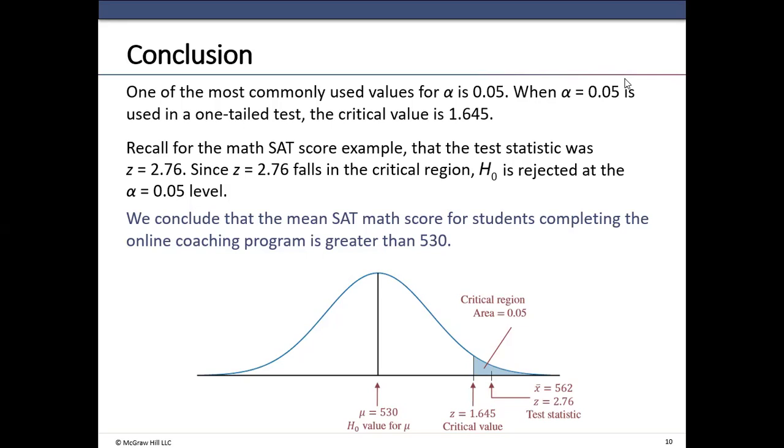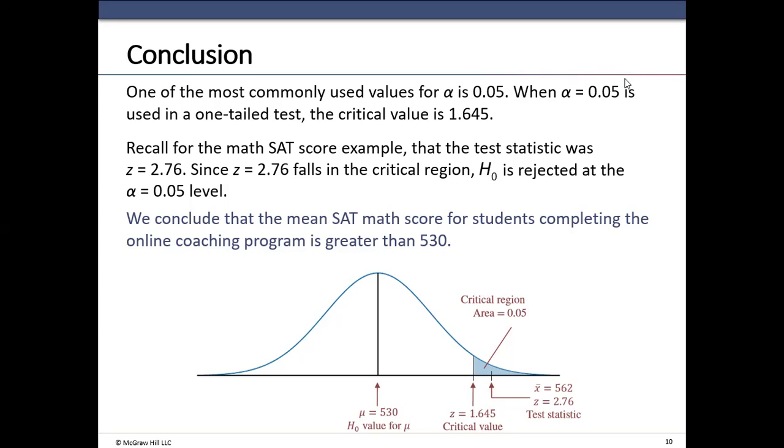How did I do it? Second, vars, 3 in the calculator, invNorm. Area to the left of the critical value is 1 minus 0.05, which is 0.95. That is the area we will substitute or plug in the calculator. Mean is 0, standard deviation is 1, z is 1.645. Now we calculated the test statistic z, 2.76, which is on the right of 1.645.